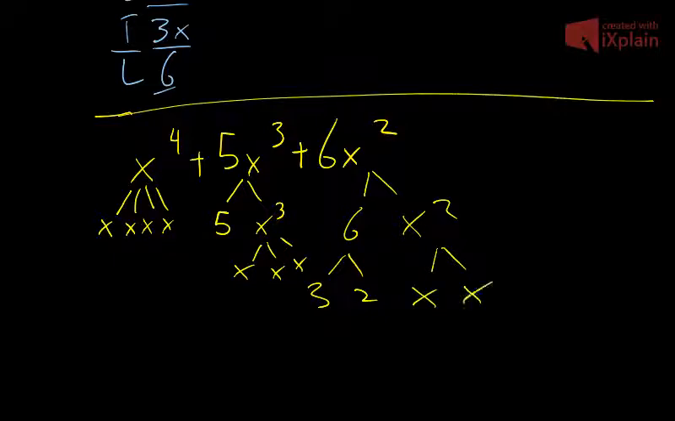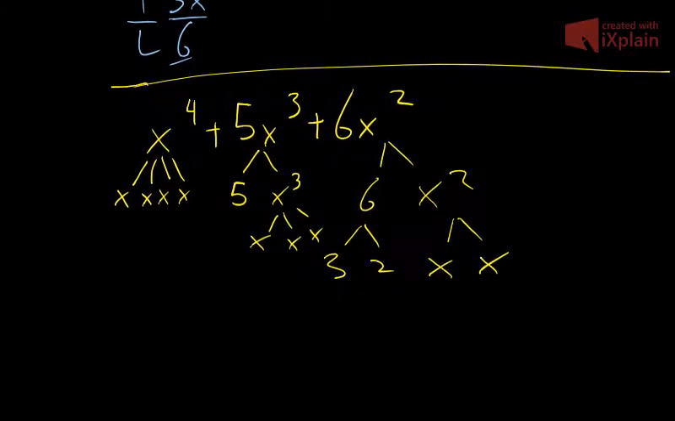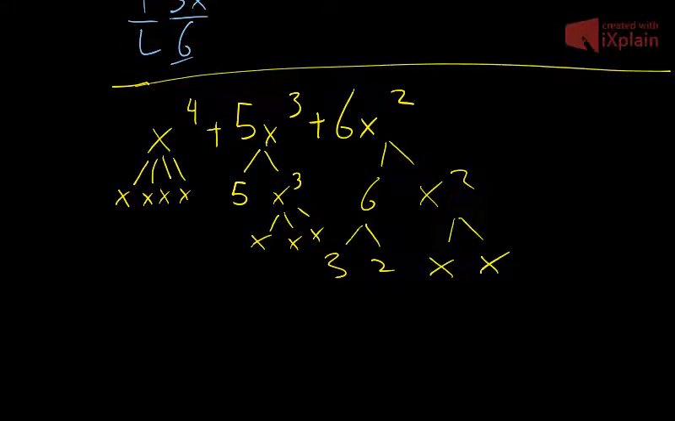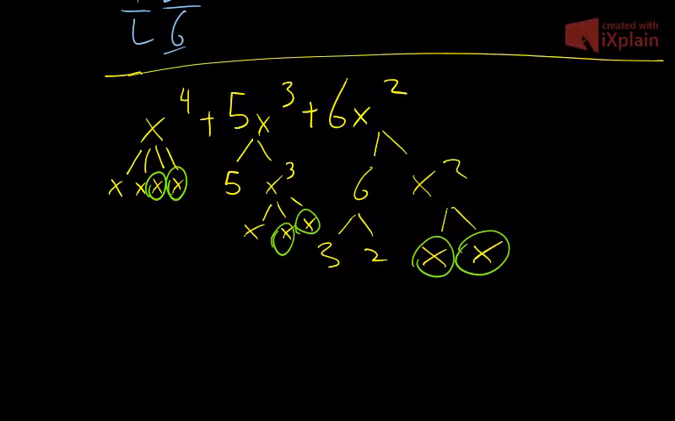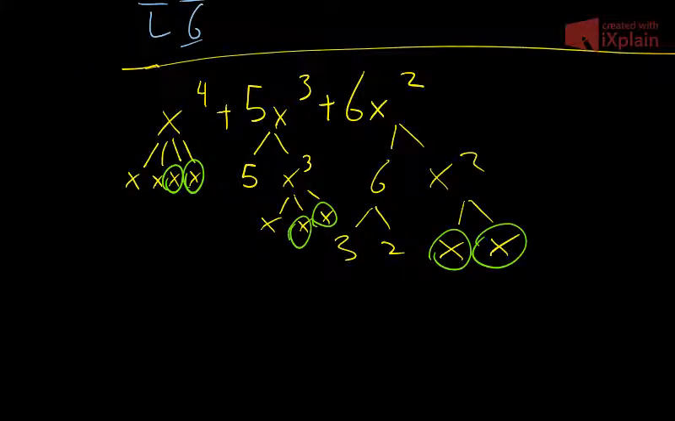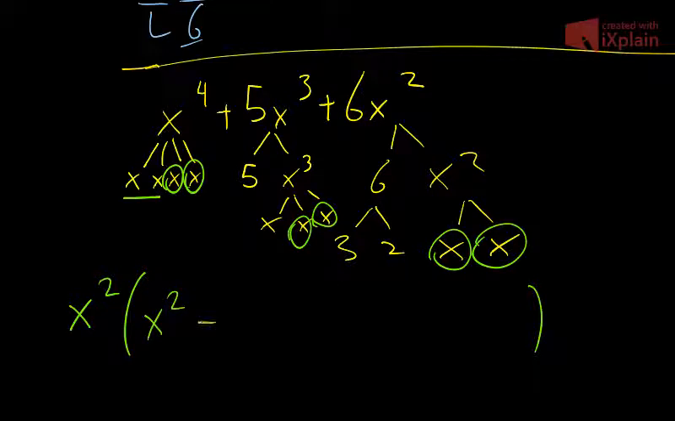There it goes. Alright, so if we're looking for the greatest common factor, we're just going to circle everything that these factor trees have in common. So I got 2 x's there, 2 x's here, and 2 x's in my last one. And that's the only thing that all three of these have in common, those 2 x's. So I'm going to take those out front. X times x, of course, is x squared. And then I'm going to put everything that I didn't take out back inside the parentheses. So I got my x squared here, plus 5x, plus 6.